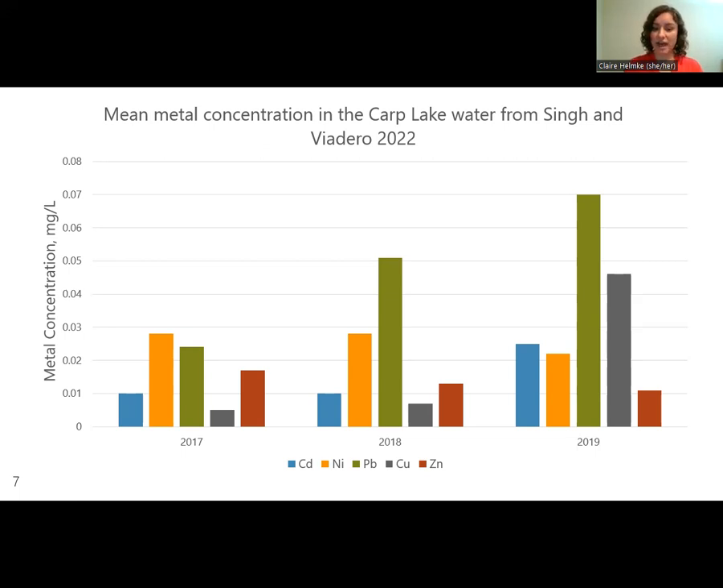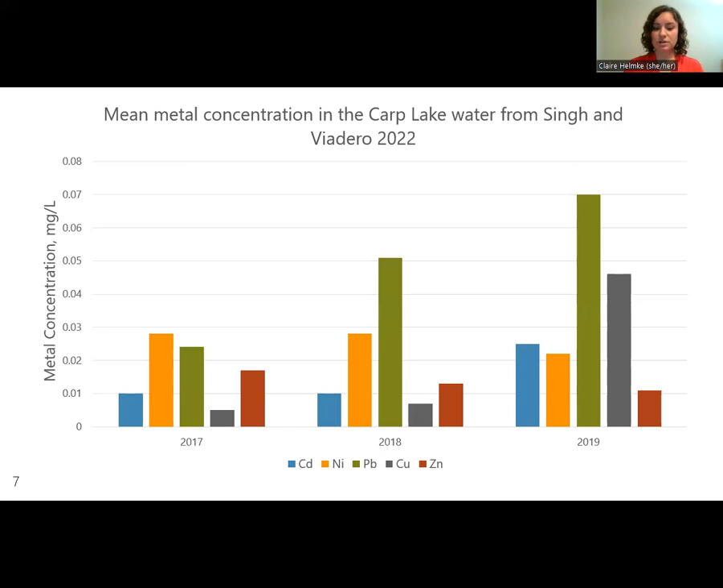Mean concentrations of cadmium, lead, and copper in the water of Carp Lake exceeded the EPA's recommended metal criteria for aquatic life. And lead concentrations in the 5 surrounding monitoring wells also exceeded the statewide standard for a protected groundwater source for Iowa. Over the 3 years of the study, metal concentrations within the lake water varied, indicating a heterogeneous system.